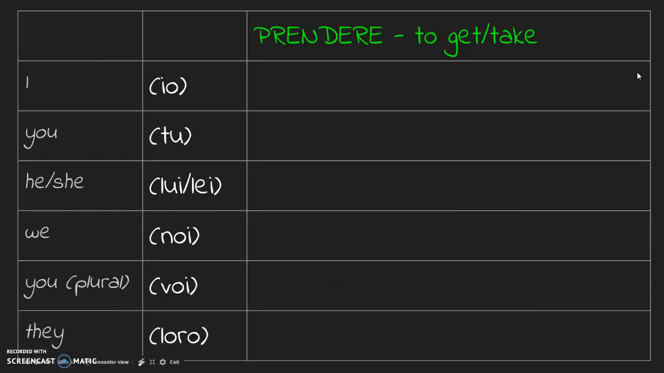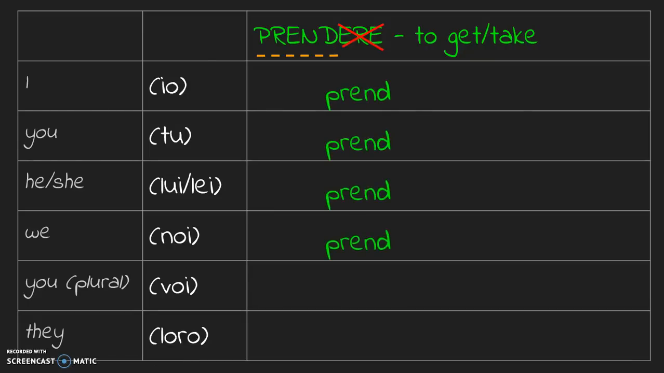So moving on to our next verb, prendere, to get or to take, our steps will be very similar. So again, step 1, we will remove the ending. In this case, it is an ere ending, and we do have our stem. In this case, our stem is prend. So step 2, we're going to start off all of our conjugations with the stem prend. And then in step 3, we're going to finish off the verb by adding our endings.